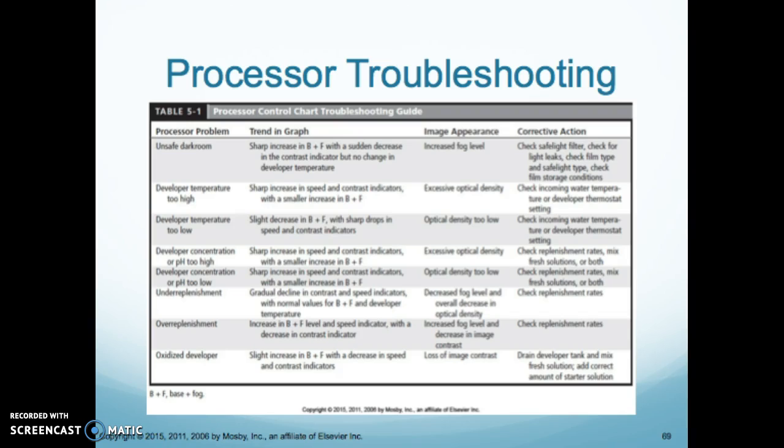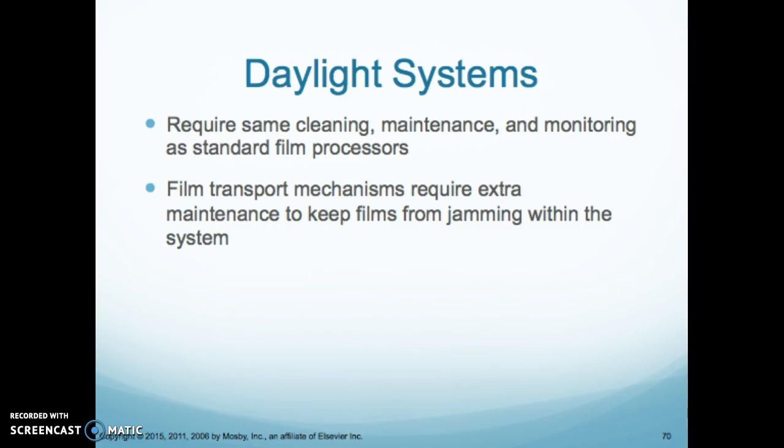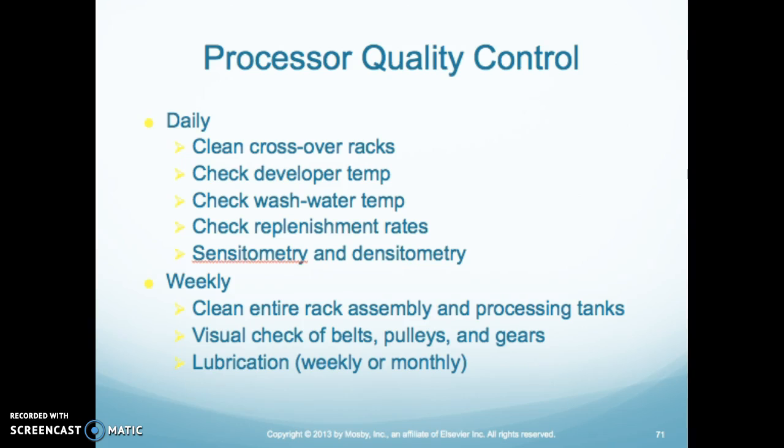So processor troubleshooting, it's in your book, so you can look at that and see. Most of you have never seen a processor. So daylight systems, they require the same cleaning, maintenance, and monitoring as standard film processors. Film transport mechanisms require extra maintenance to keep films from jamming within the system. It's not fun when they do. So here's just a quick look at the processor controls.